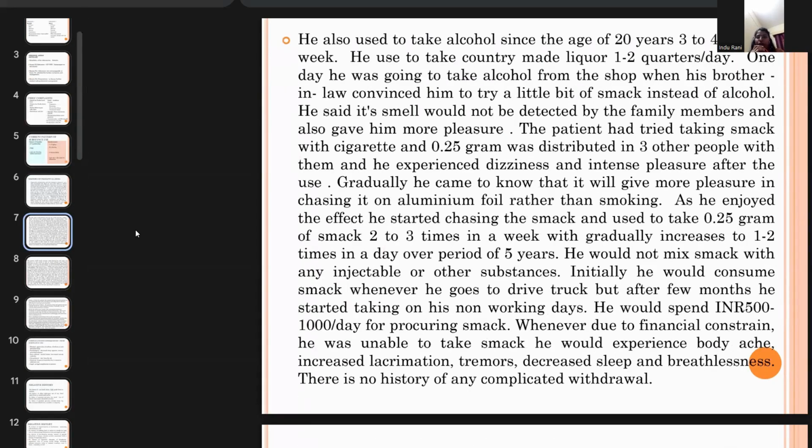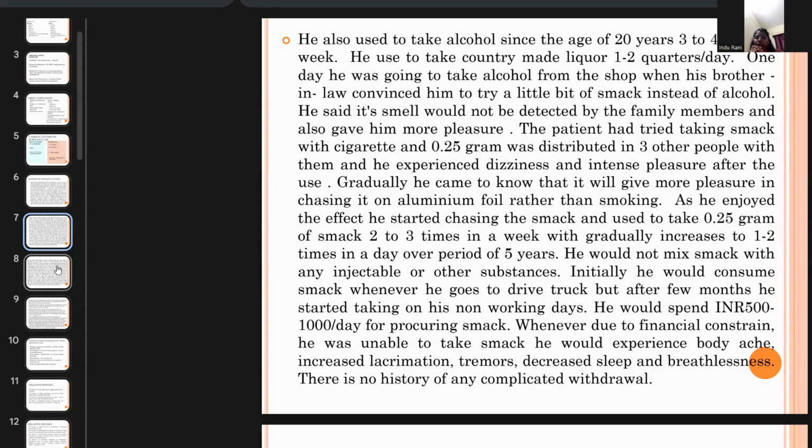He also used to take alcohol since the age of 20 years, 3 to 4 times a week. He used to take country-made liquor, 1 to 2 quarters per day. One day he was going to take alcohol from the shop when his brother-in-law convinced him to try a little bit of smack instead of alcohol. He said its smell would not be detected by the family members and it also gave more pleasure. The patient tried taking smack with cigarette, and 0.25 gram was distributed among 3 other people with them, and he experienced dizziness and intense pleasure after the use.